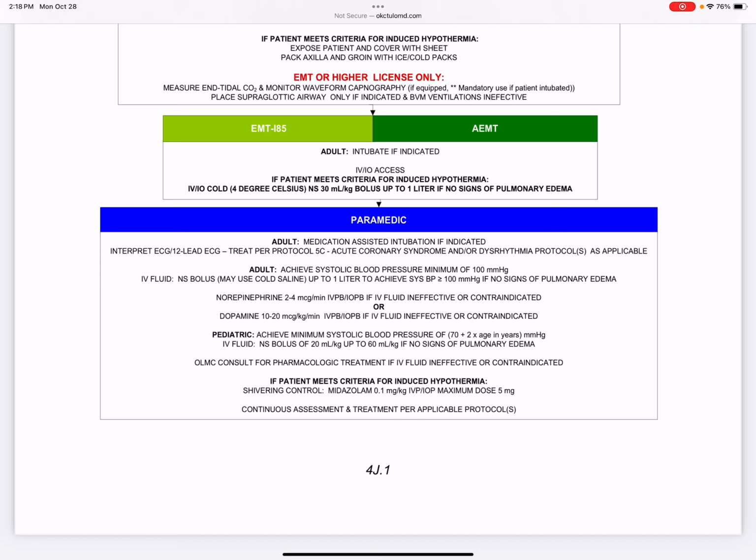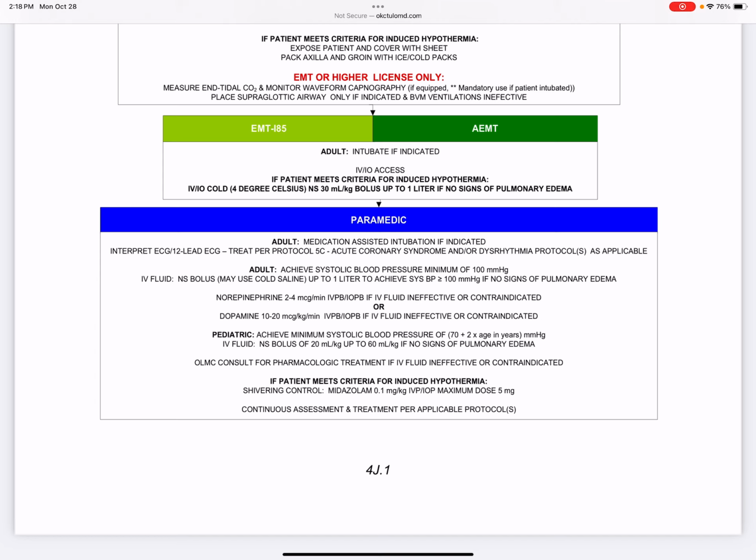I feel like the last several tests we've had, people trip up on the 20 milliliters per kilogram versus the 30. If you remember, the 20 is going to be your pediatric from a couple protocols ago, but it's not talking about induced hypothermia. The 30 milliliters per kilogram is for induced hypothermia with saline that's 4 degrees Celsius.